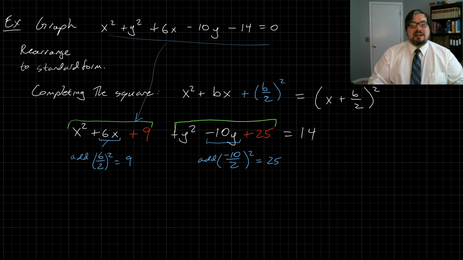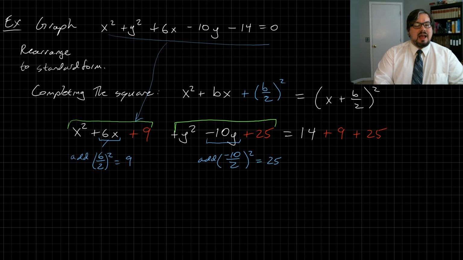Now, of course, I can't just do these things. I have to back them up with balancing things out on the other side of the equation. So because I wanted to add 9 and 25 on the left side of the equation, I have to add 9 and 25 on the right-hand side of the equation as well. Good news, of course, being that we can. We're allowed to add the same thing to both sides of an equation.